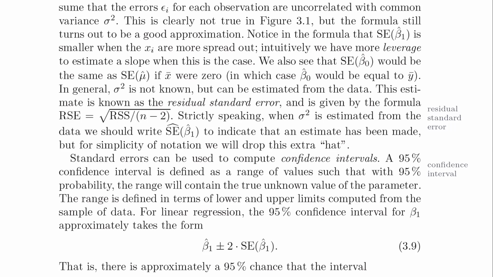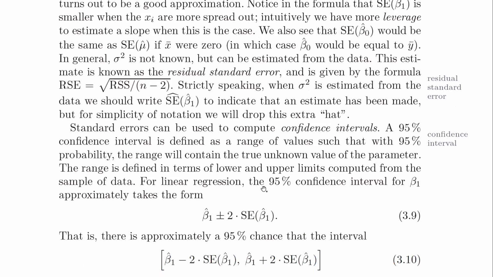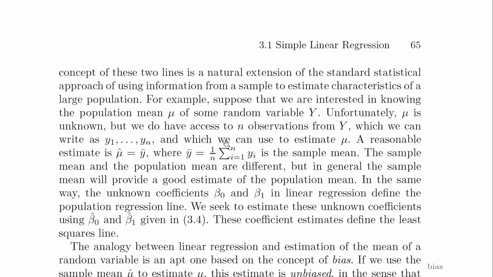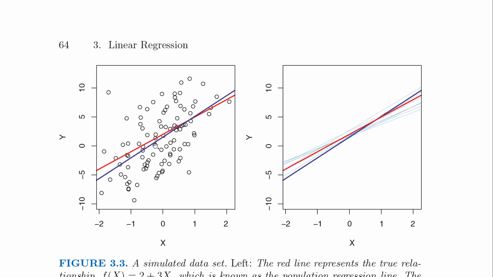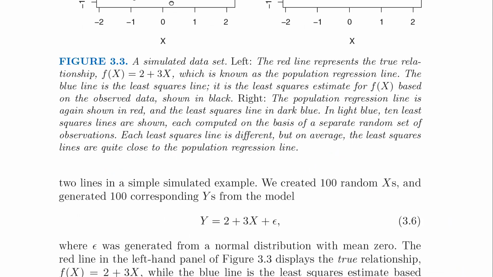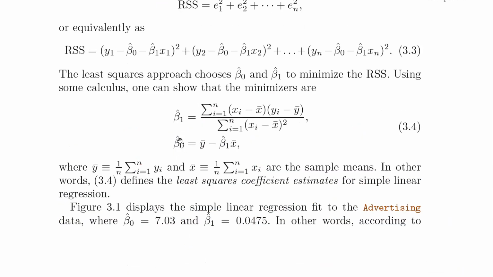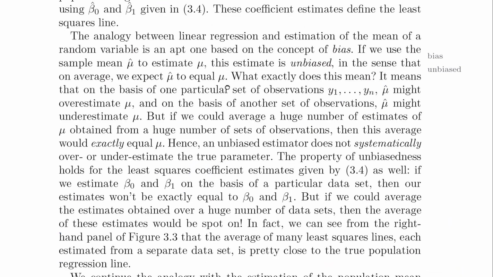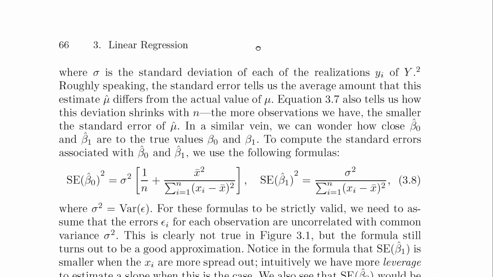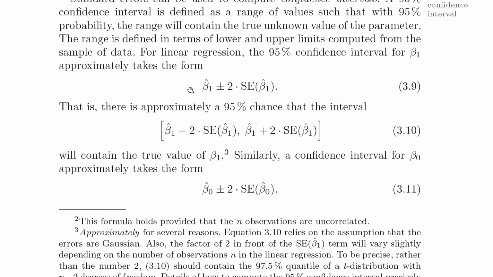For linear regression, the 95% confidence interval for beta 1 approximately takes the form. Okay, so what's happening? You have your data, you fit a blue line, you fit the blue line by calculating beta 1 hat and beta naught hat. Now you want to know what is the true beta 1, what is the true slope? The true slope is found by doing this over here.